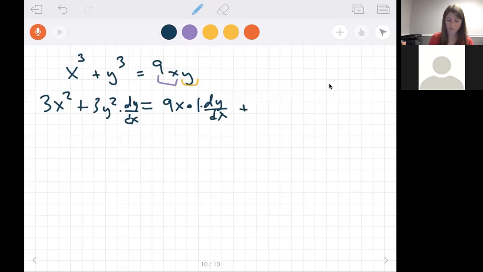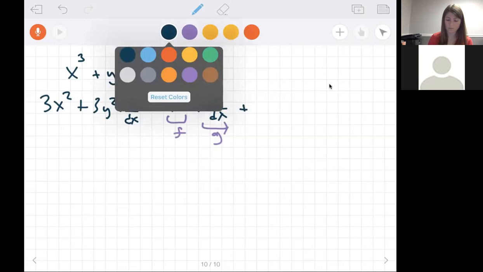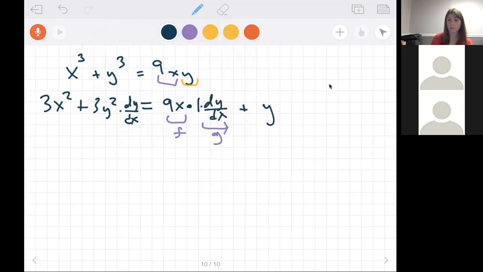But that's only the first part for our product rule. The first times the derivative of the second plus the second times the derivative of the first. The derivative of the first is just going to be 9. So since we're looking at the derivative of 9x, there's no y involved there, no dy/dx. So any questions on that first step with matching up with what you tried?